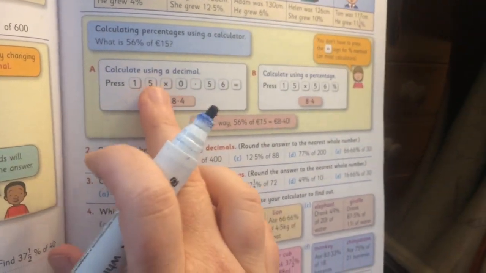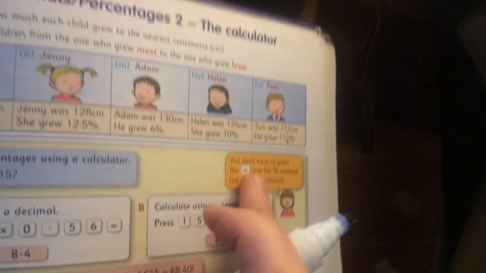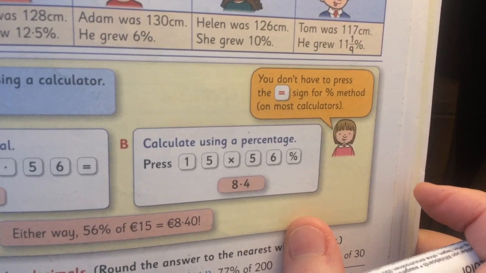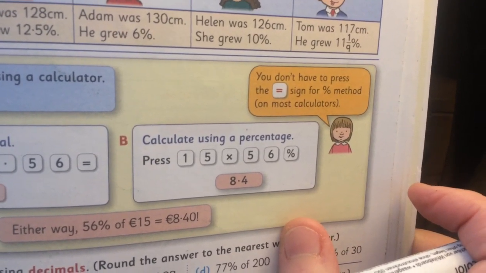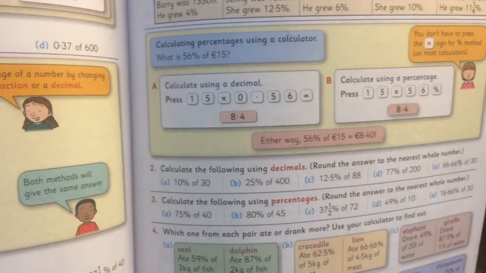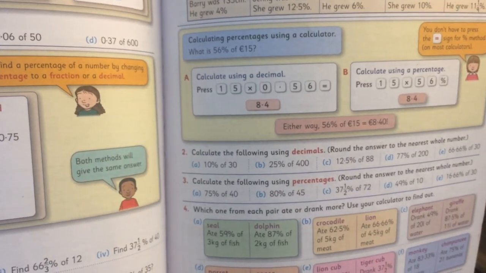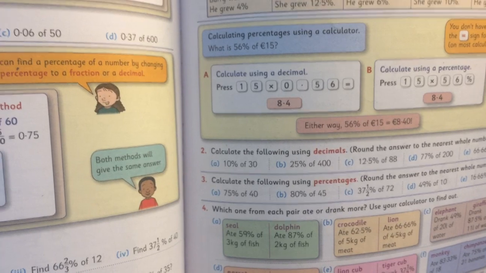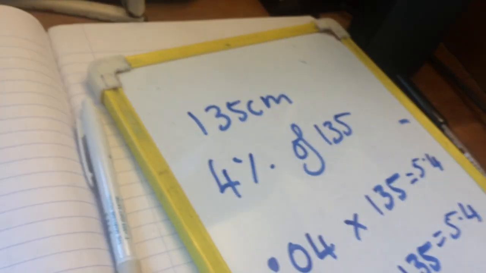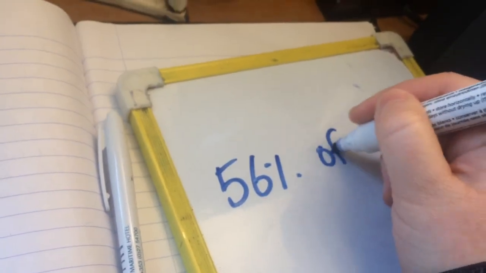So here are the two methods, the decimal method and then just pressing percentage. Now it does say here, you don't have to press the equal sign for the percentage method in most calculators. In mine you had to, and I would, unless it gives it to you automatically. So here they give you an example: find 56% of 15 euros. We're going to do it the same way. You still need to know what sum you're being asked. So I'm going to write it down to make it clear for myself. I'm trying to find 56% of 15 euros.